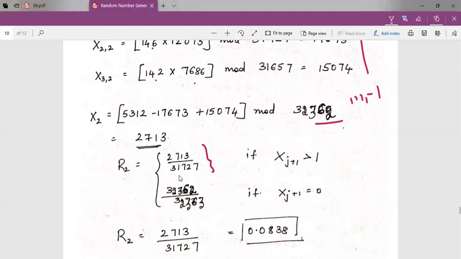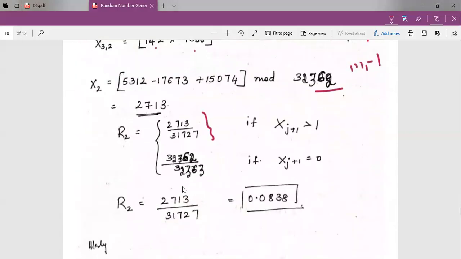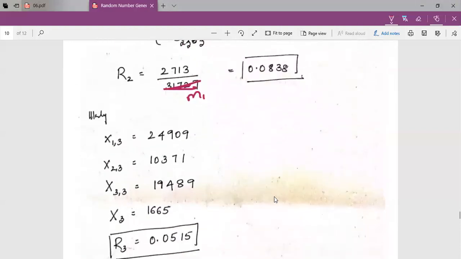So 2713, 31727. Sorry, this should not be, what is the formula? It should be modulus m1 value, so 32363. Kindly correct it. Else this should be 32362 divided by 32363. Then the R2 value, even this you change to modulus 1 value, but the answer you will get is the same, 0.0838.